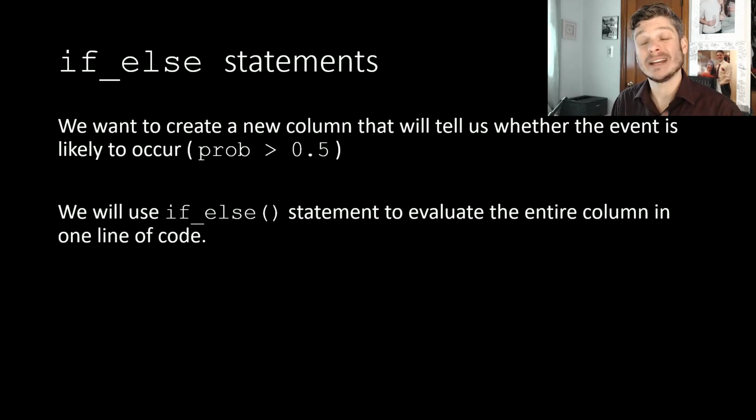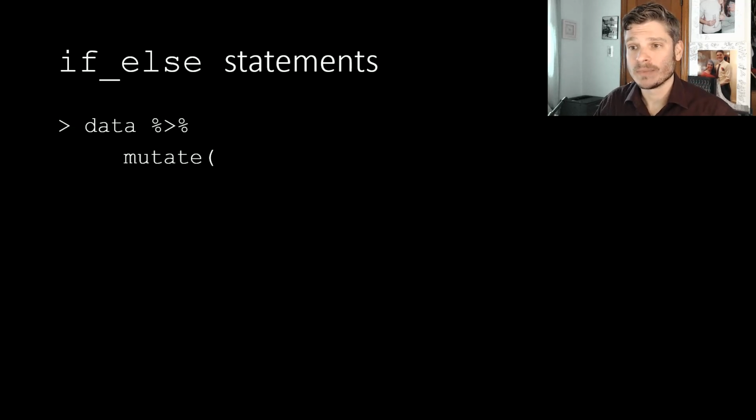So again, we're going to create a new column that's going to tell me whether or not the event is likely or unlikely. And to do that, we need our if-else statement. So let's take a look at how that would actually look. First of all, we take our data frame and we want to pipe it into the mutate function because, again, the overall goal is I want my new column. Because I want a new column, I need to use my mutate function.